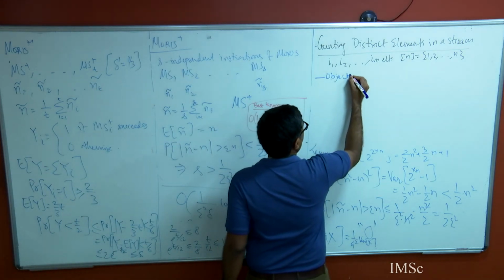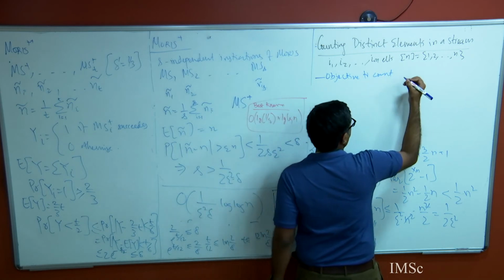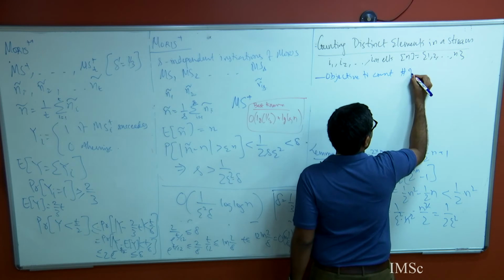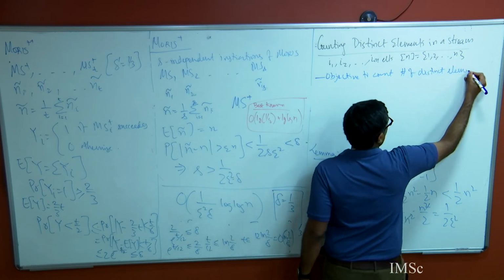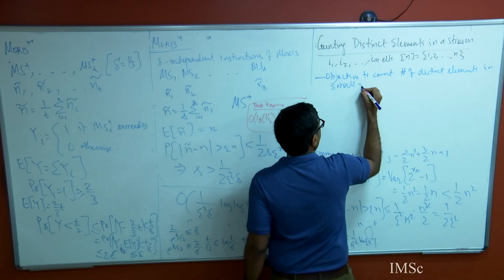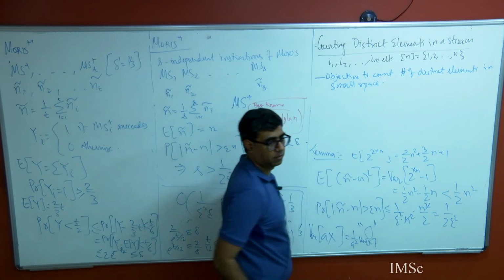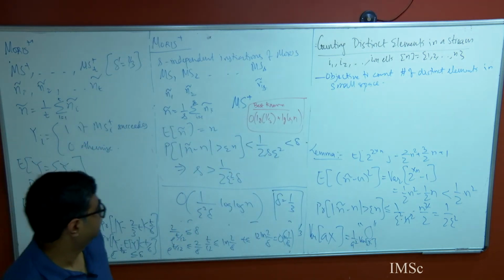Objective: to count the number of distinct elements in small space. Give me any algorithm, like any trivial algorithm.